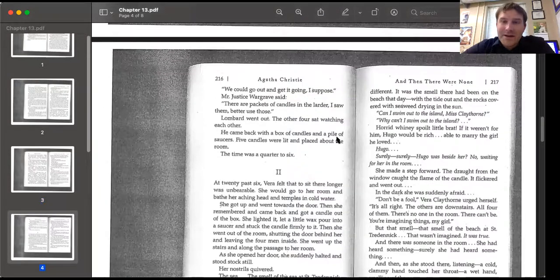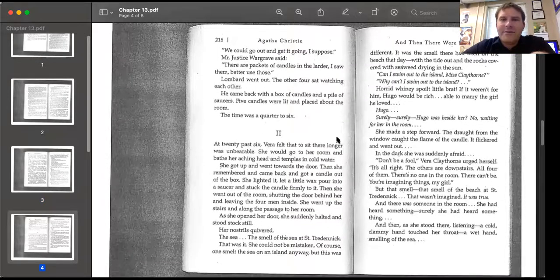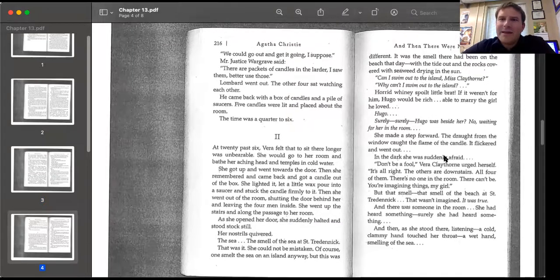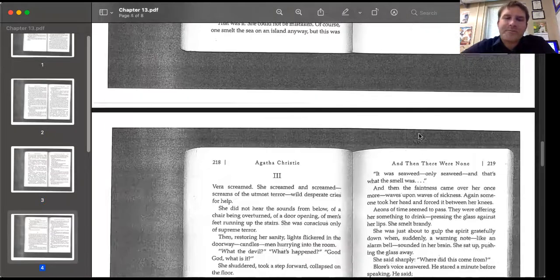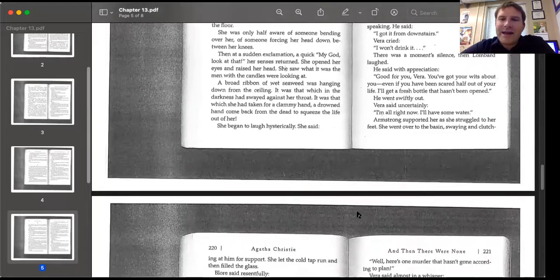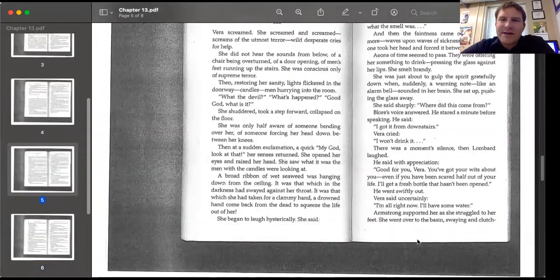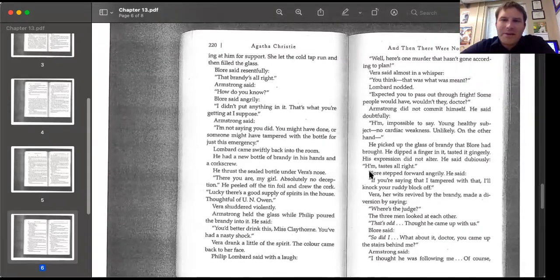And then here, part 2 on 216 is one of my favorite parts of the entire novel. It's where Vera goes upstairs and all of a sudden there's a weird smell in her room. She begins to freak out when a cold, clammy hand touches her throat, a wet hand smelling of the sea. And of course, she's going to let out a scream. A lot of chaos is going to happen. You see Vera not trusting anybody when they're trying to help her, and she's keeping her wits about her. And there's a bunch of chaos.